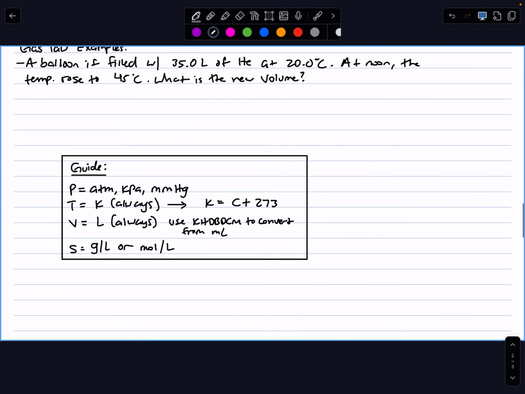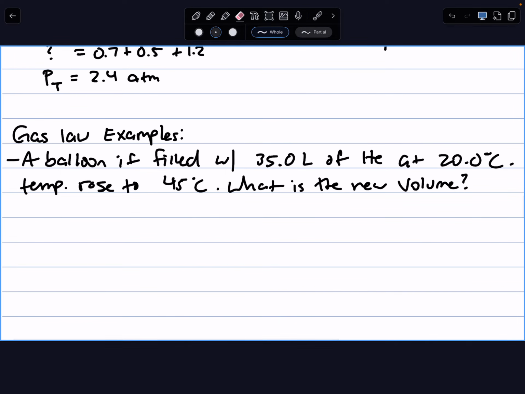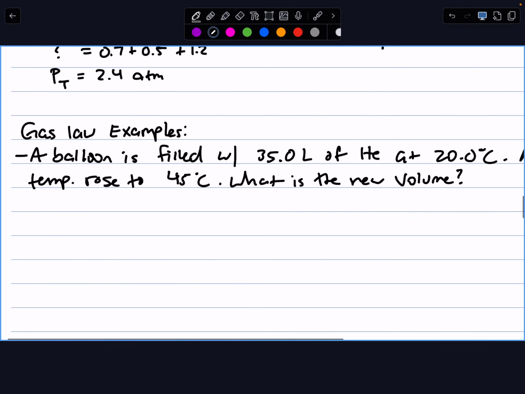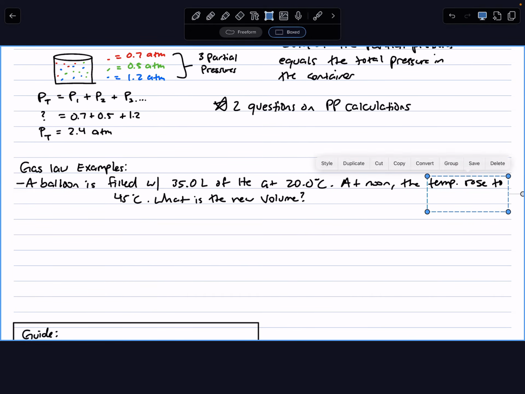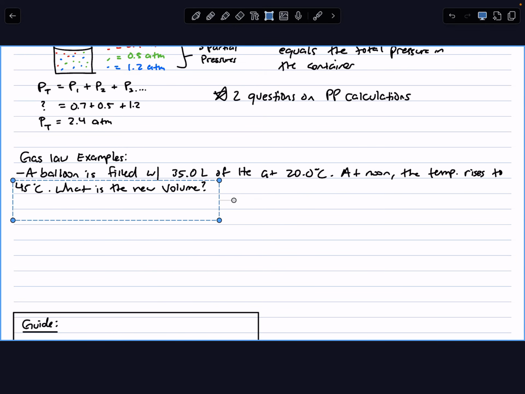All right, so let's read the problem. A balloon is filled with 35 liters of helium at 20 degrees Celsius. At noon, the temperature rose to 45 degrees Celsius. What is the new volume? Guys, don't care about the words. Honestly, when I do these problems, I don't even read it. I just look at the numbers and at what it's giving me.